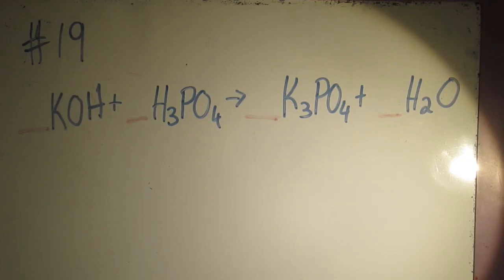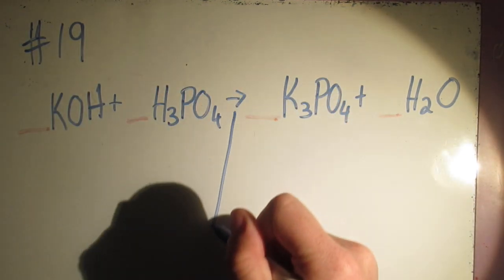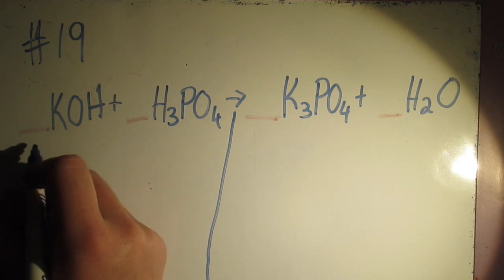Okay, this is question number 19. Again, start out like we always do. We're going to draw our line here. Ooh, that was a little crooked. Anyways, draw our line there and count out our atoms.